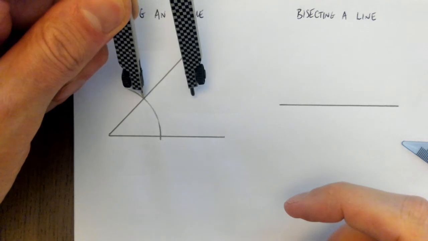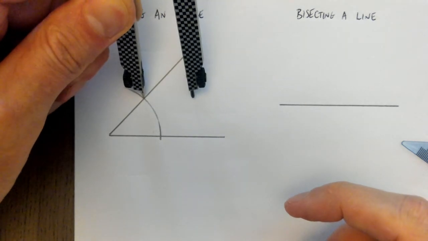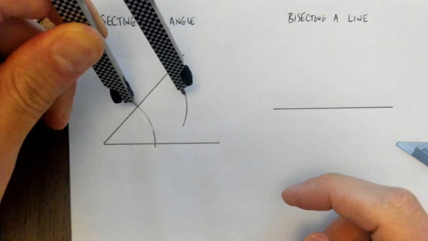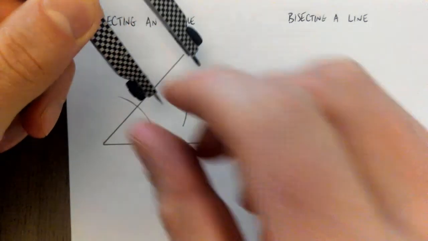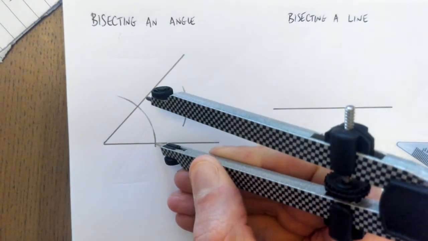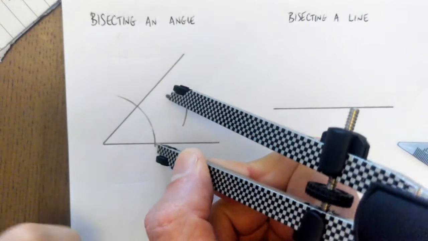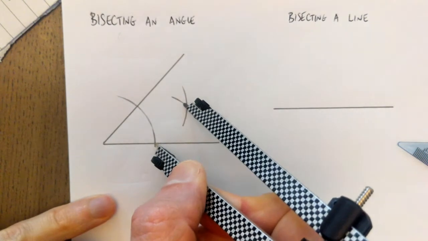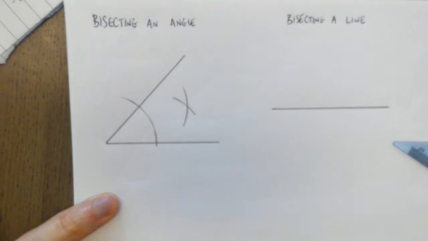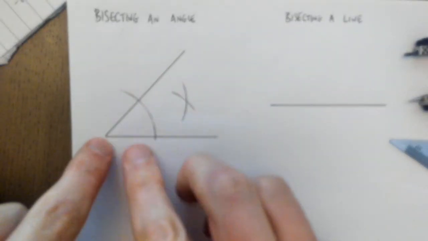Then you put the pin where the arc crosses the line and make another arc like that, right? Don't change the setting. Flip it over, put the pin where it crosses this line here and get a crossover with the two arcs, okay? Like that. That's what it should look like. So one arc, don't change the compass, another arc, okay?